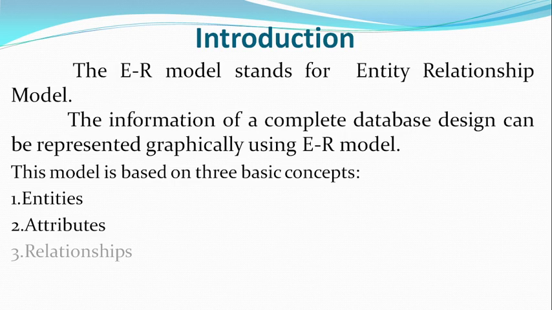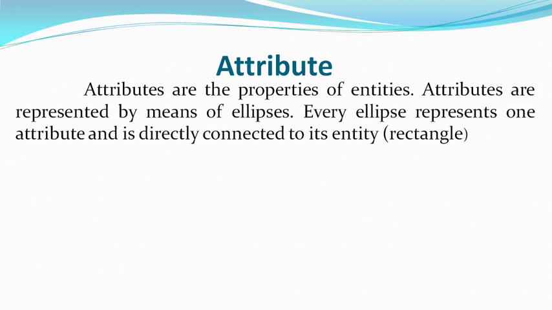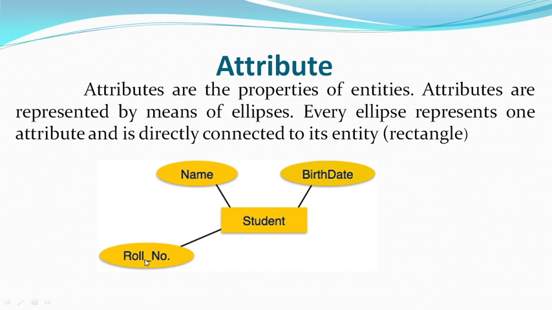Attributes are the properties of the entities. An entity means an existing thing or object in the real world. It may be employee, bank, car, all are entities. The attribute means the properties which describe the entity. For example, a student is the entity; name, birth date and roll number are the attributes of the entity student.